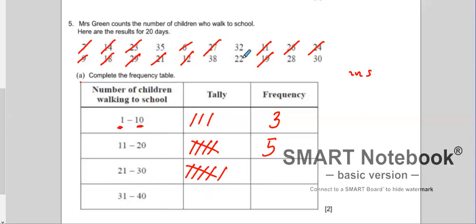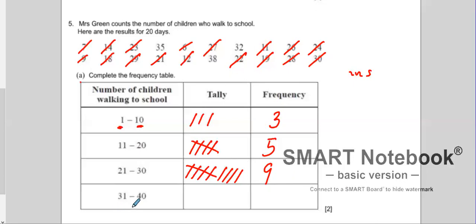21 to 30, we have 22. Then we have this number here, and that number there. So you have 1, 2, 3, 4. This bundle is 5, so 5 plus 4 makes 9.